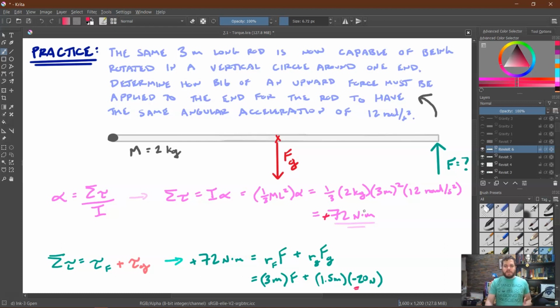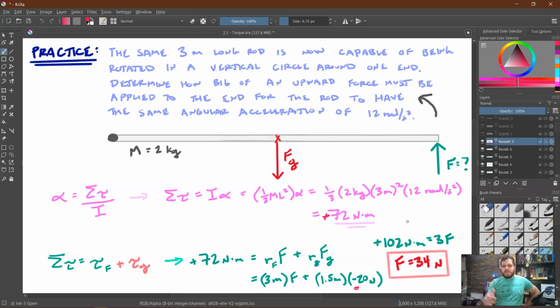So if I do that, okay, I've got 72. I have 1.5 times negative 20, so 1.5 times 20, this would be negative 30. I add 30 across, and I get 102 Newton meters equals 3 times F, where my force is actually going to have to be 34 newtons to cause this to happen. So to get this angular acceleration and be overcoming the torque that is supplied by gravity, I have to push with a force of 34 newtons at this end of the rod.